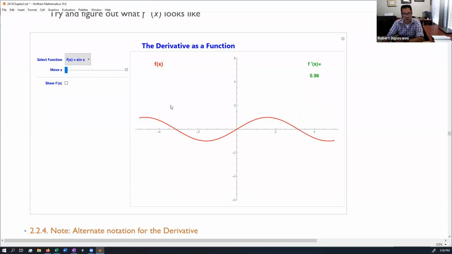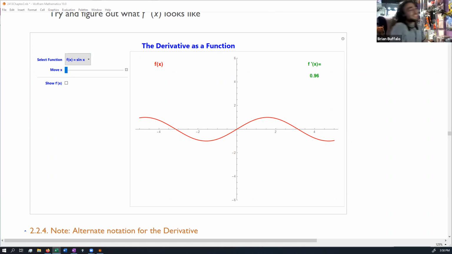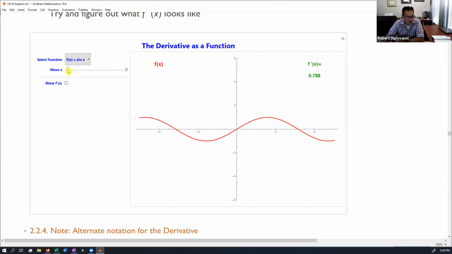Let's do this last one. Sine of x. All right, Bree, you're off the hook. Brian, you're up. All right, let's go. Okay, Brian, I'm going to start you out here on the left.